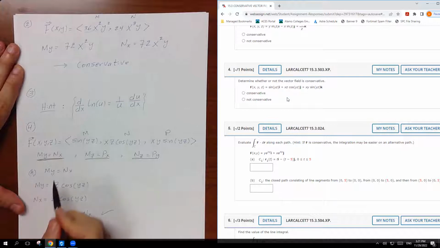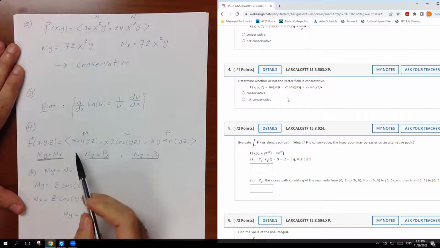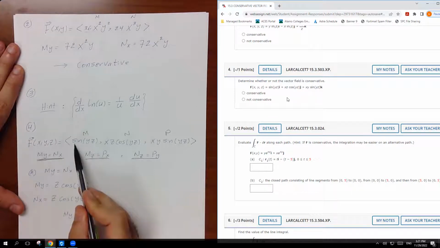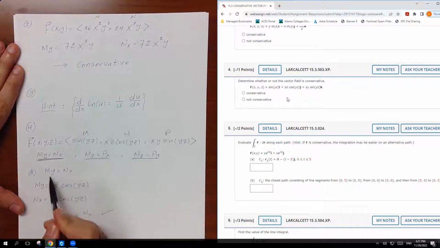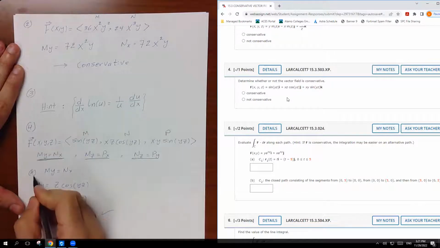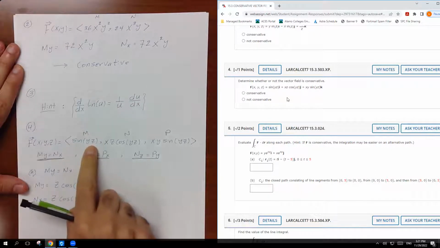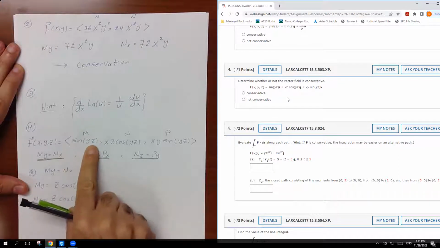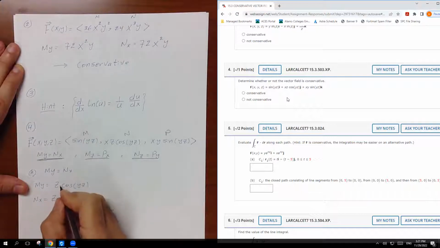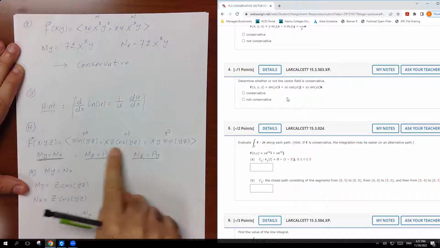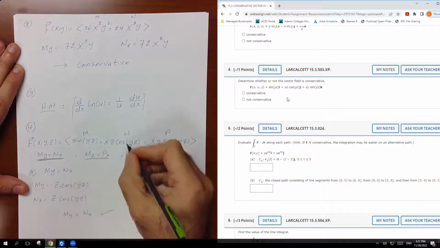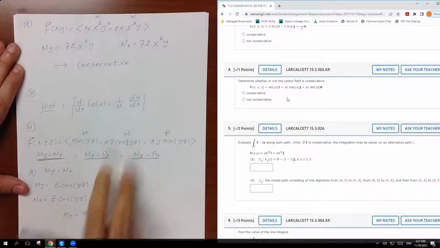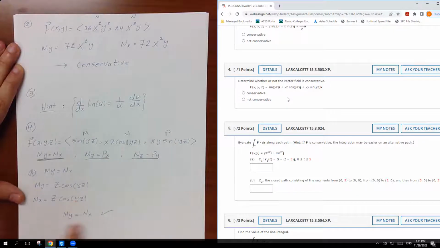So the first thing, for example 4, I write down our f in component form, then m sub y equal n sub x, the first condition. So let's check. If we differentiate this one with respect to y, it's going to be cosine yz times the derivative of the inside with respect to y, which is z, so the z is going to be outside. The derivative of n with respect to x is 1, so it's going to be cosine yz. So the first condition is satisfied.